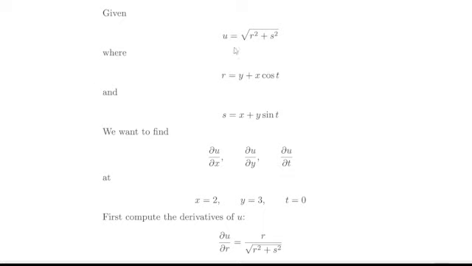Given u is equal to the square root of r squared plus s squared, r is equal to y plus x cosine t, s equals x plus y sine t. Let's find the partial of u with respect to x, y, and t at x equals 2, y equals 3, and t equals 0. So if we're going to draw a tree diagram, we have u depending on r and s, and then r and s depending on x, y, and t.